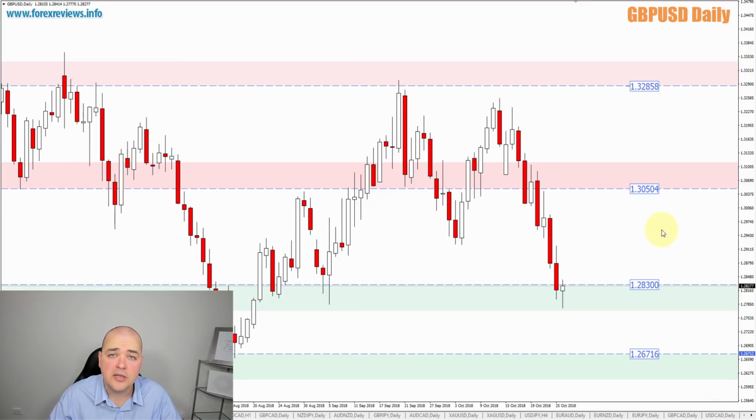Okay, next pair to highlight is GBPUSD, and I'm on the daily chart. Last week in price action, GBPUSD broke below and closed below, unfortunately, the 130.50 zone area. And after that break below, price continued to the downside all the way down to test the 128.30 zone area, which is a potential bullish evidence area on this market.